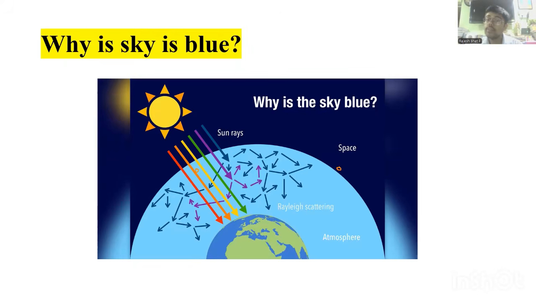Since this blue light has a smaller wavelength, and there are very small particles in the atmosphere, when this blue light hits them, it scatters away. That scattering, when you see the sky, it becomes blue color.